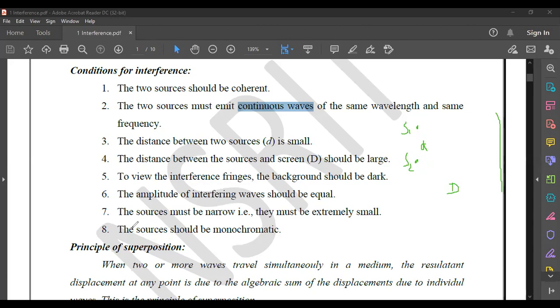You have already observed interference. You have seen interference patterns in your regular daily life. You have observed them several times. You may not know that it was due to interference, but you have already observed interference patterns.